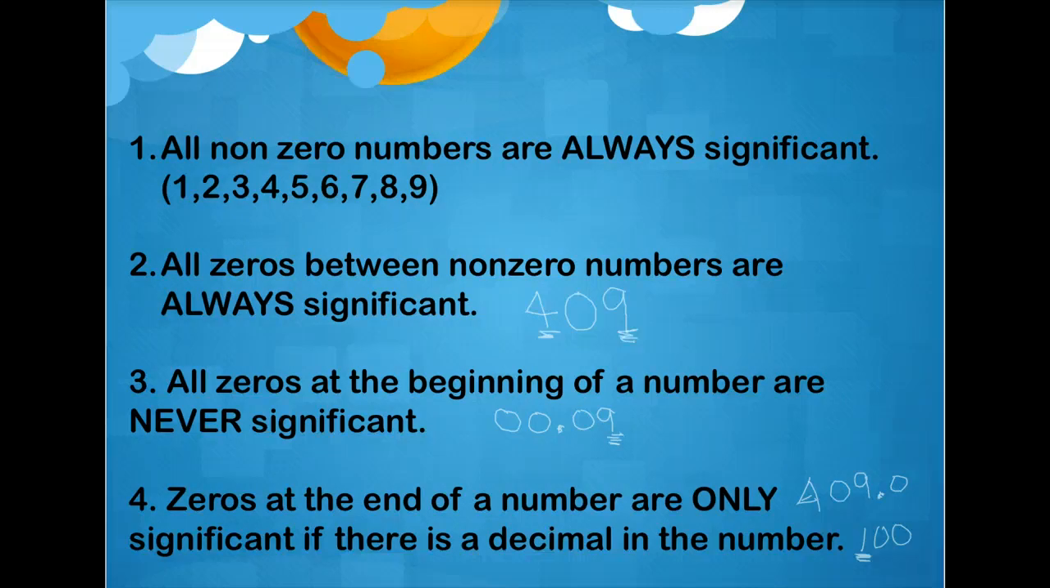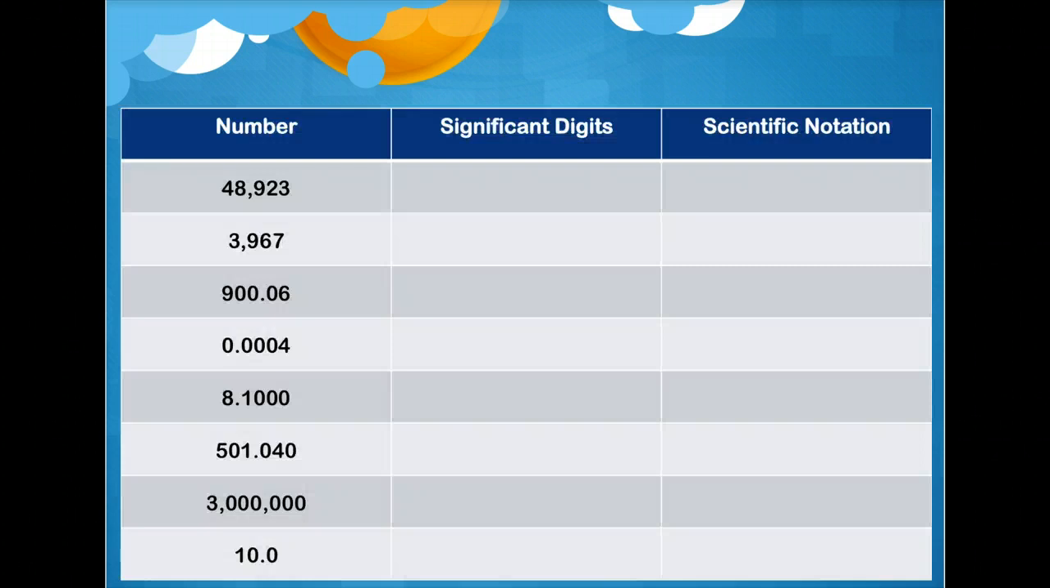Okay, so when I remember the rules for significant digits, I think of always, sometimes, and that's going to be number 4, and never. Always, sometimes, and never. Okay, there's two rules for always. Non-zero numbers are always. 0 in the middle of two non-zeros are always. Never at the beginning. And sometimes at the end, and it depends on if there's a decimal in the number. Okay, so let's look at some examples.